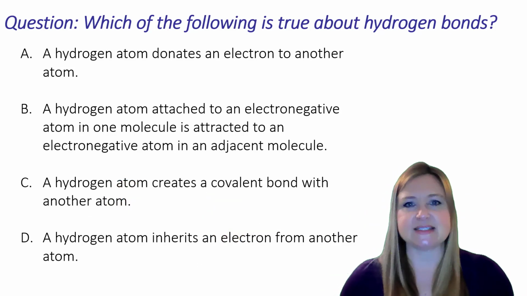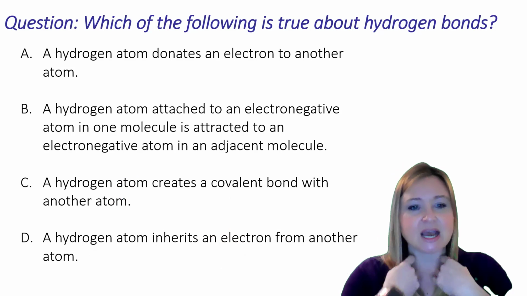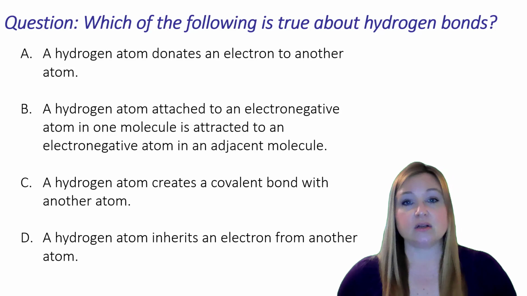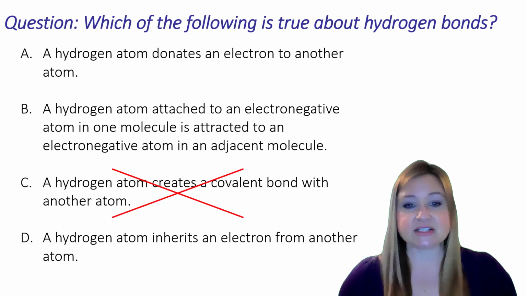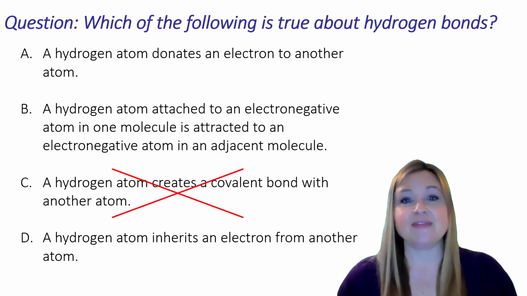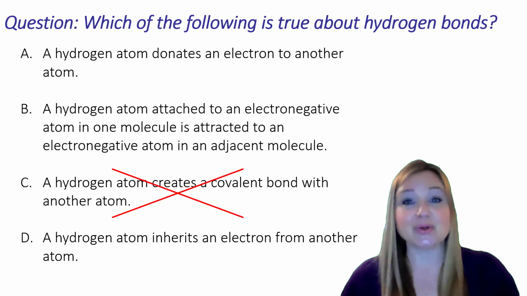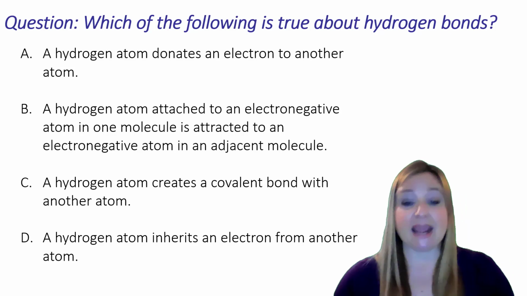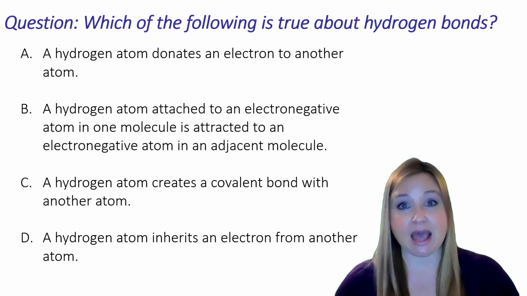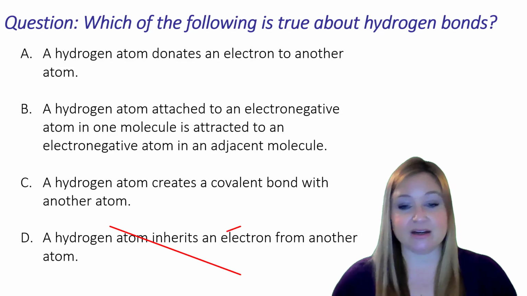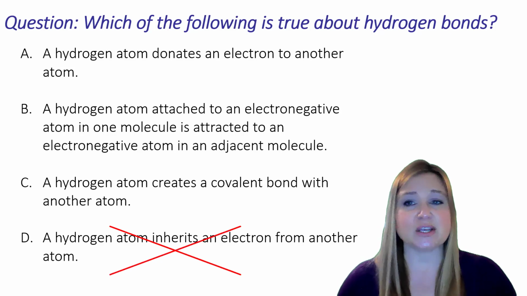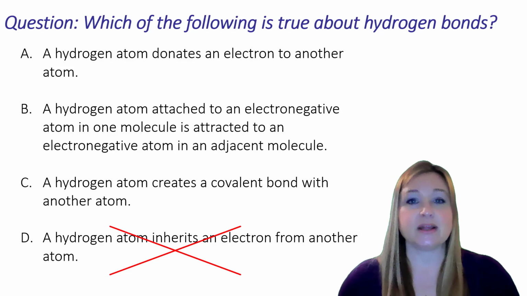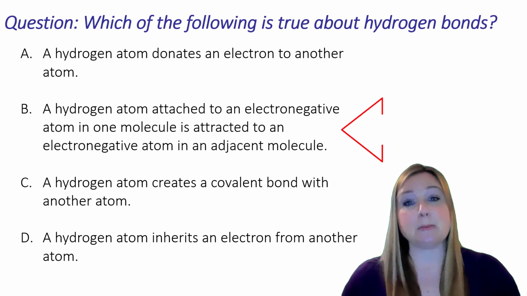Let's go through C and D and see why those are not true. Okay, C, a hydrogen atom creates a covalent bond with another atom. Well, that's not a hydrogen bond, right? That's going to be a covalent bond. And that's what holds water together, our polar covalent bonds. Okay, and the last one says a hydrogen atom inherits an electron from another atom. Well, that doesn't happen here, right? There's no situation here in a hydrogen bond where a hydrogen atom receives an electron from another atom. So the answer here is B.